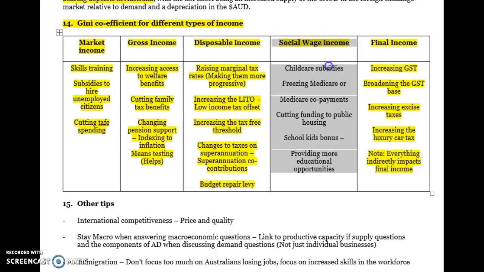So this one is the most equitable, social wage income. Final income is the best measure of our actual living standards. Market income is the least equitable. And then you also want to be aware of some policies that we can use to try and achieve each of these, being really specific.